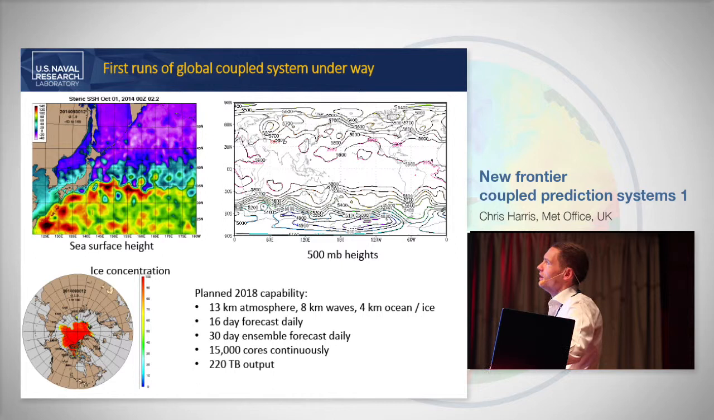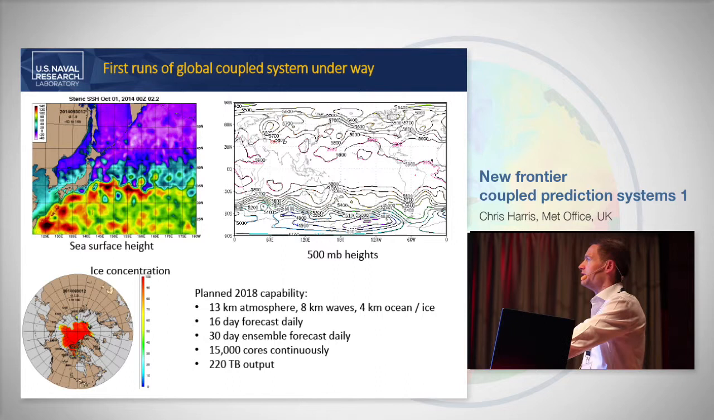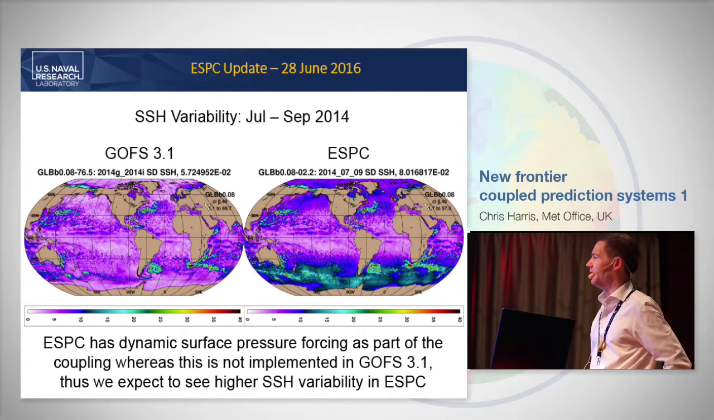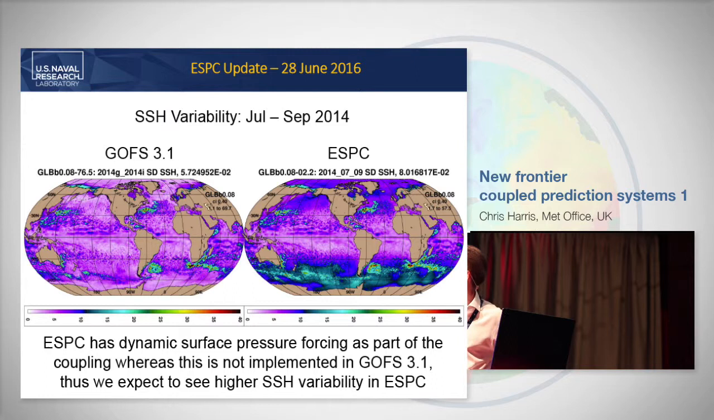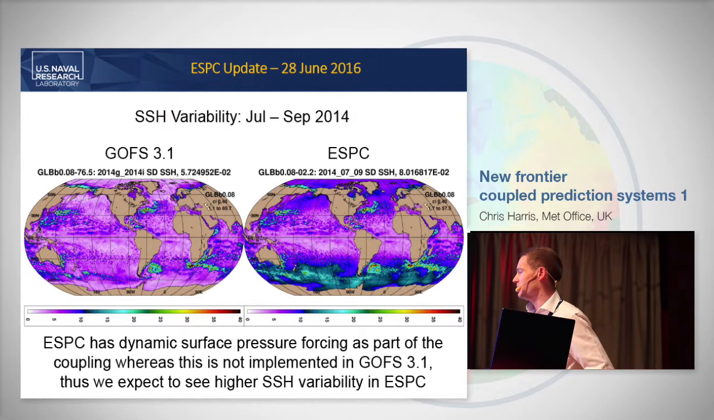And some early results from this global coupled system. Again, this is from about a year ago, so I guess they've got more results now. But generally performing quite well. This is a plot of the SSH variability comparing the GOFS system, which is replacing GOFS 3.1. You see significantly more SSH variability, which I think is largely attributed in this case to having the surface pressure forcing included as part of the coupling, which it wasn't previously.